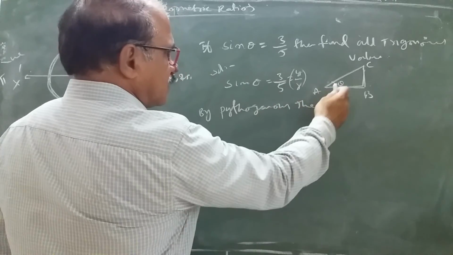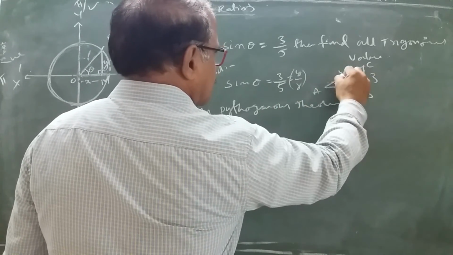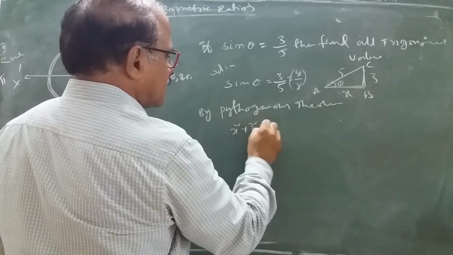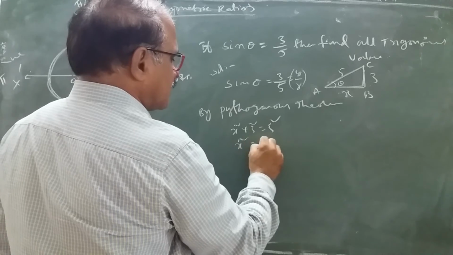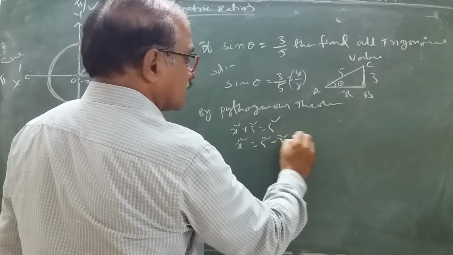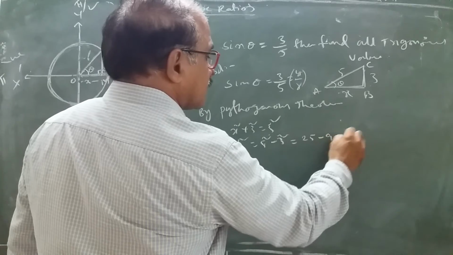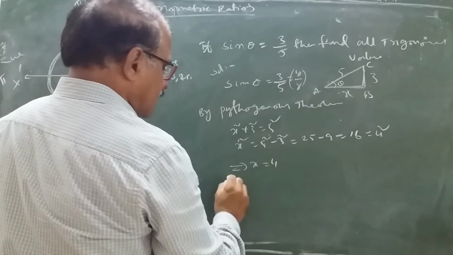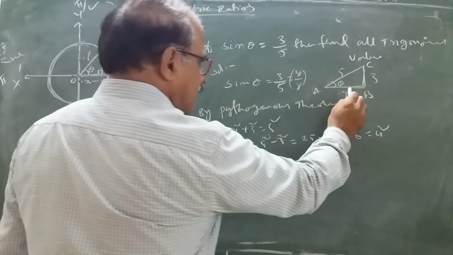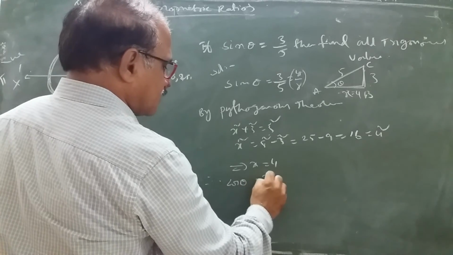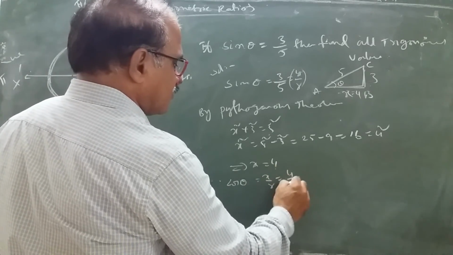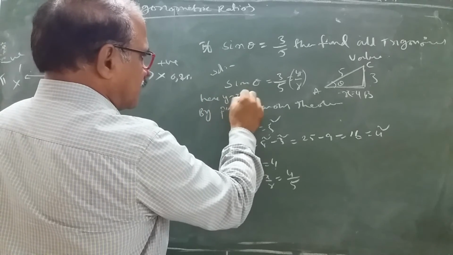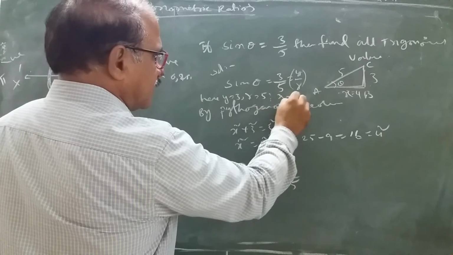Here we know this is 3, this is 5, this is x. Take x square plus 3 square is equal to 5 square. X square is equal to 5 square minus 3 square, which is 25 minus 9, that is 16, which is 4 square. That implies x is equal to 4. Therefore cos theta is x by r, that is 4 by 5. Y is equal to 3, r is equal to 5.